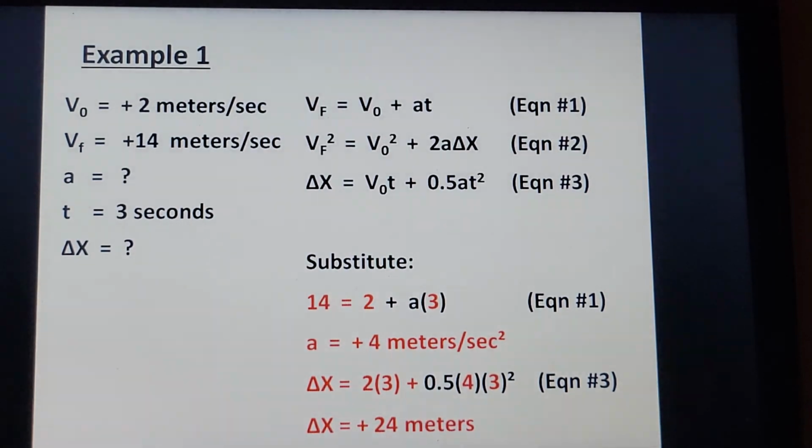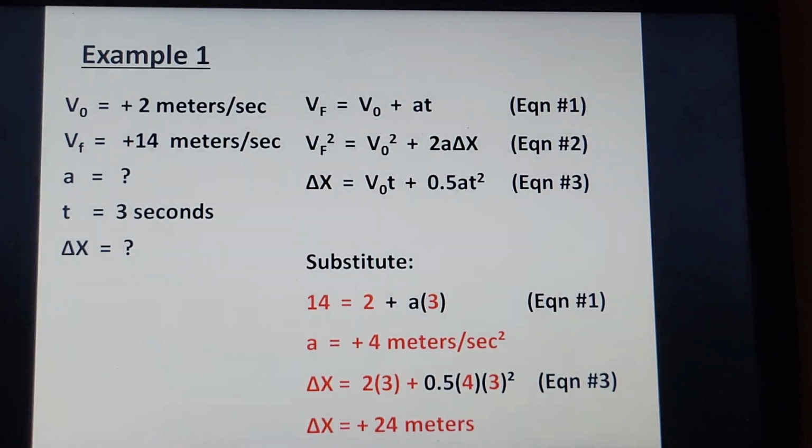I would always get in the habit of listing your variables in a systematic method. I put them in the same order and just put down the values that you know. In this case, we know the +2, +14, and time equals 3 seconds. And I would list my equations. And so now the first step would be to figure out which equation has only one unknown variable.